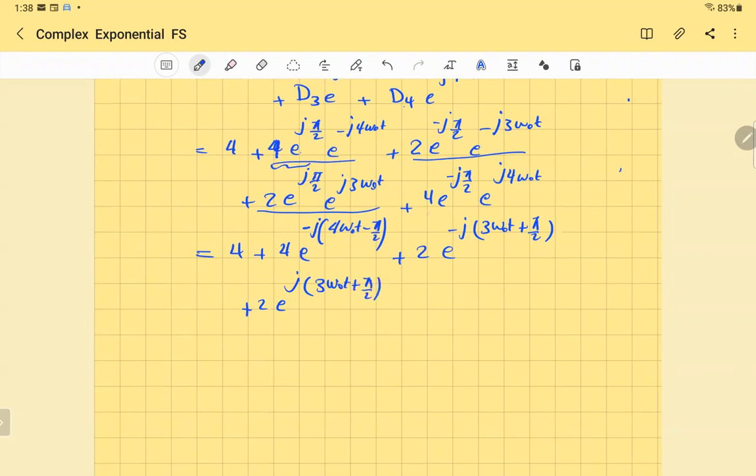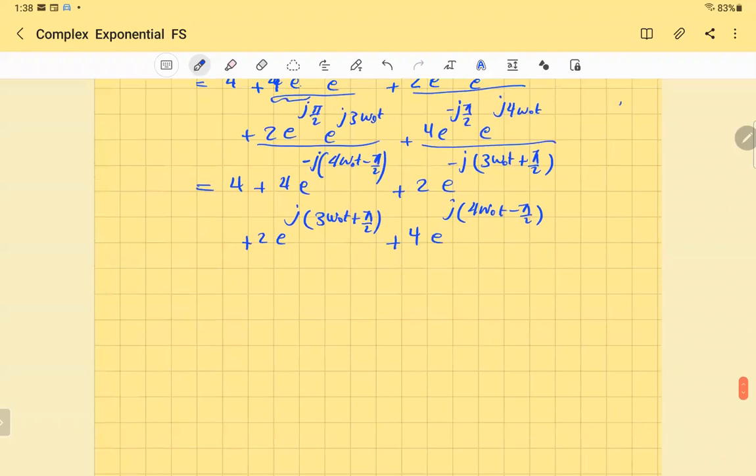The last one, 4 e, and then you have j. Open the bracket 4 omega naught t minus pi over 2. We're done with the second part, or the second step. Getting closer. Now you start to look if you have angles that are the same, and put them in one term.